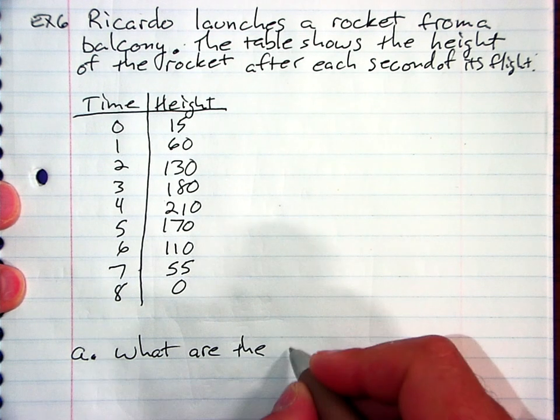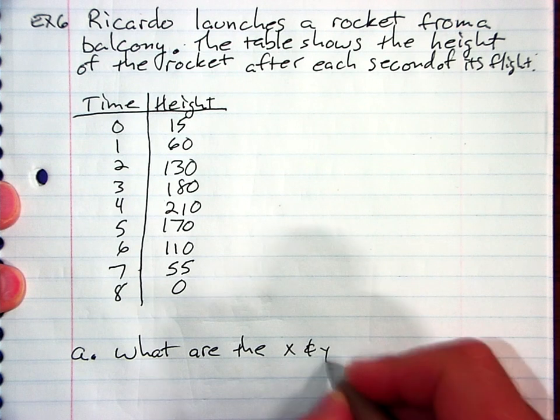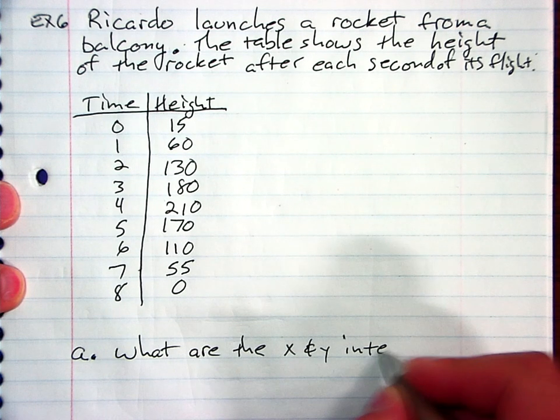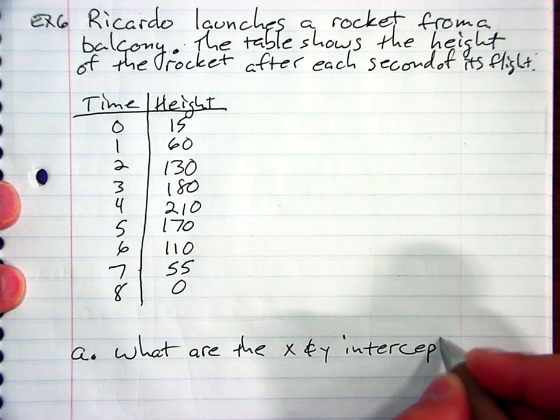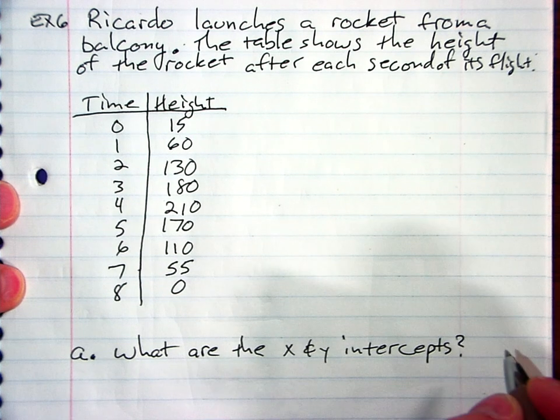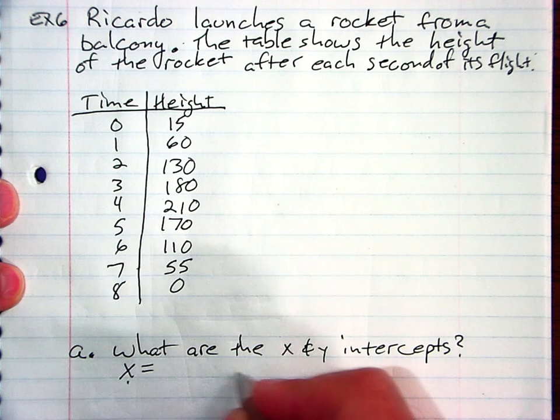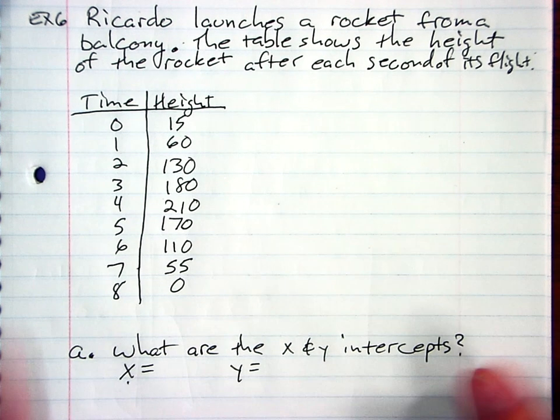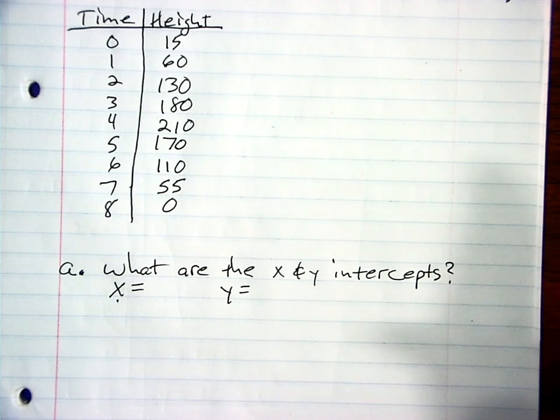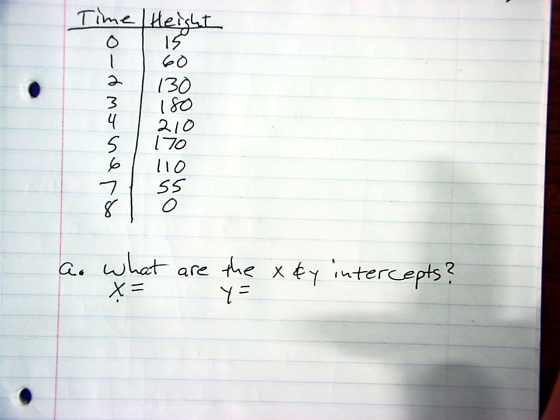What are the X and Y intercepts? So where does the X equal and what does the Y equal? This is honestly the way I remember it. It's the opposite of what you want.